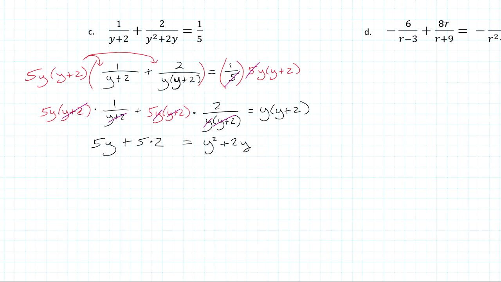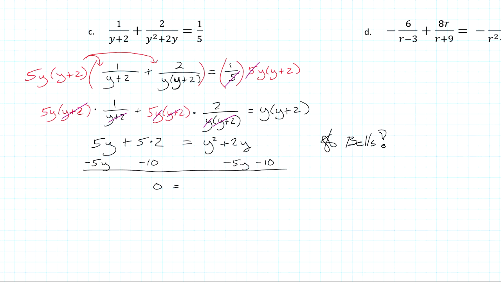And what I notice, the bells go off in my head, that I see a y to the first and a y squared, so that tells me to bring everything to one side so that we have a 0 on the other side. So I'll subtract 5y and subtract 10 off the left side. 5 times 2 is 10. And we will get 0 equals y squared minus 3y minus 10.